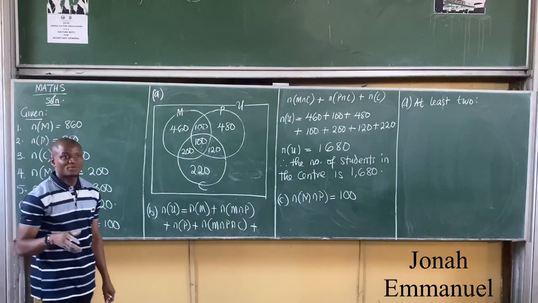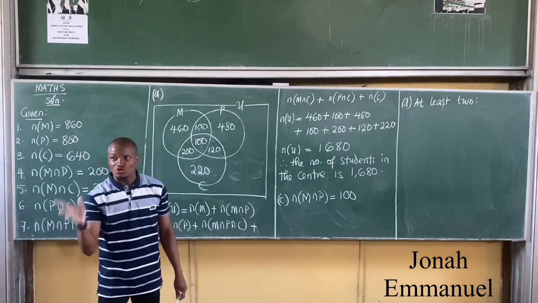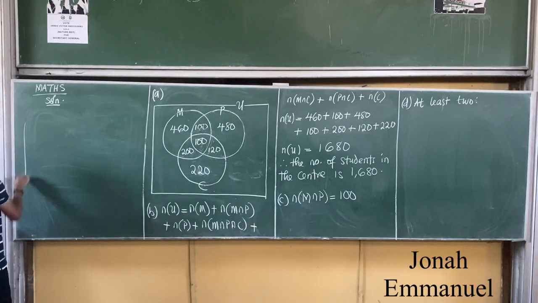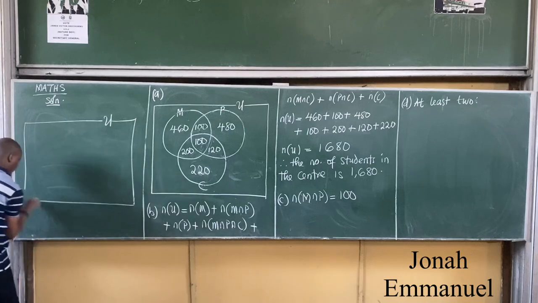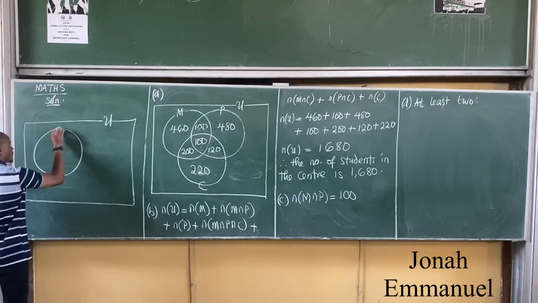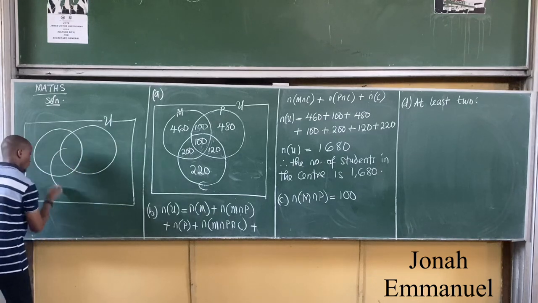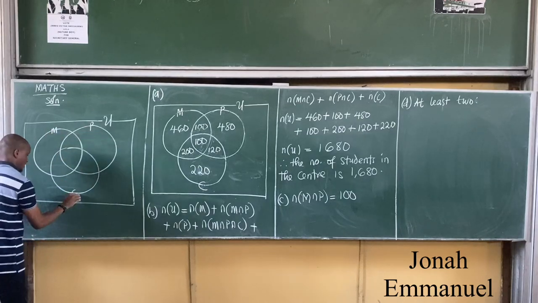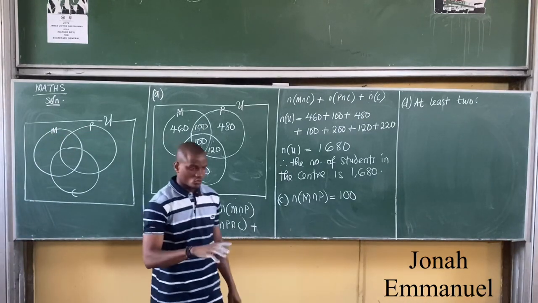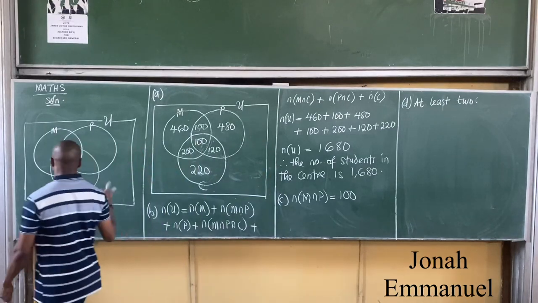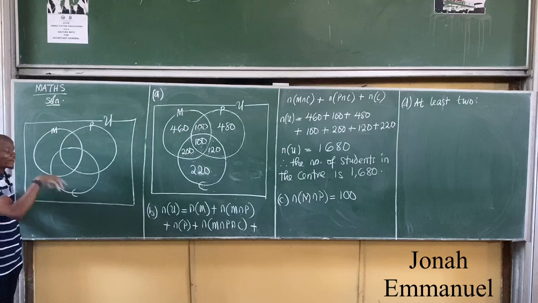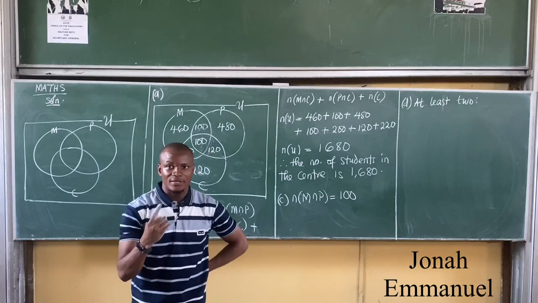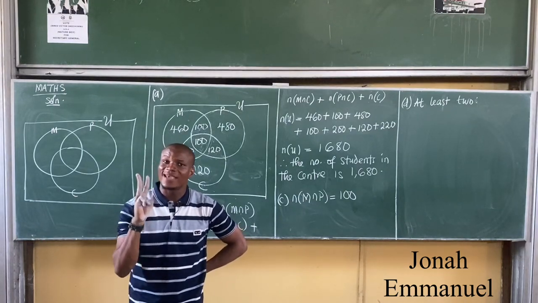For you to understand the concept of at least 2 and at most 2, let me redraw a diagram and show you some concept. Look at this. Let me use the same thing here. M, P, and C. Listen, please. At least 2, at most 2. What's the difference? Listen. Now, here's what you note. For a Venn diagram containing 3 sets, the maximum space, listen, please. The maximum space there contains 3 elements.